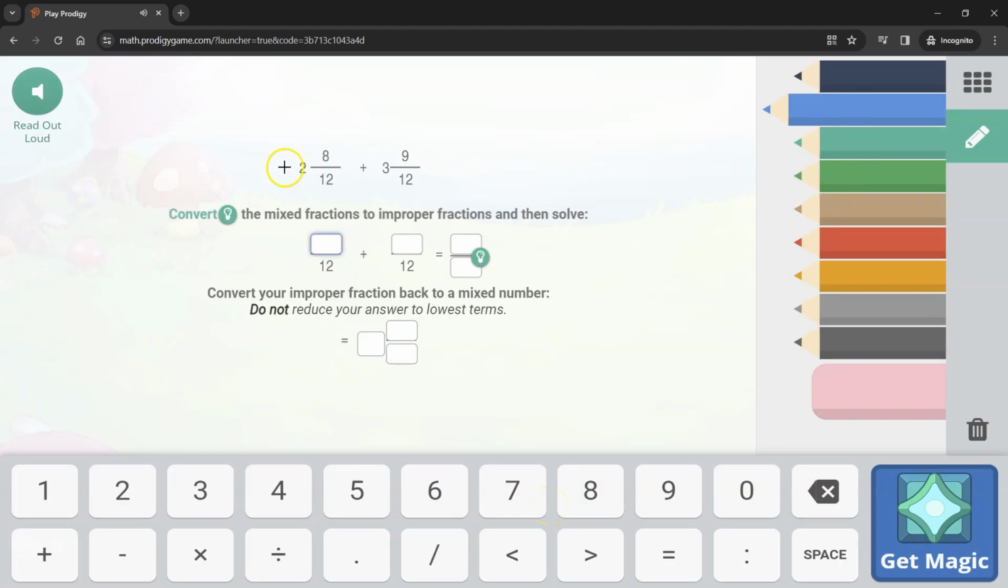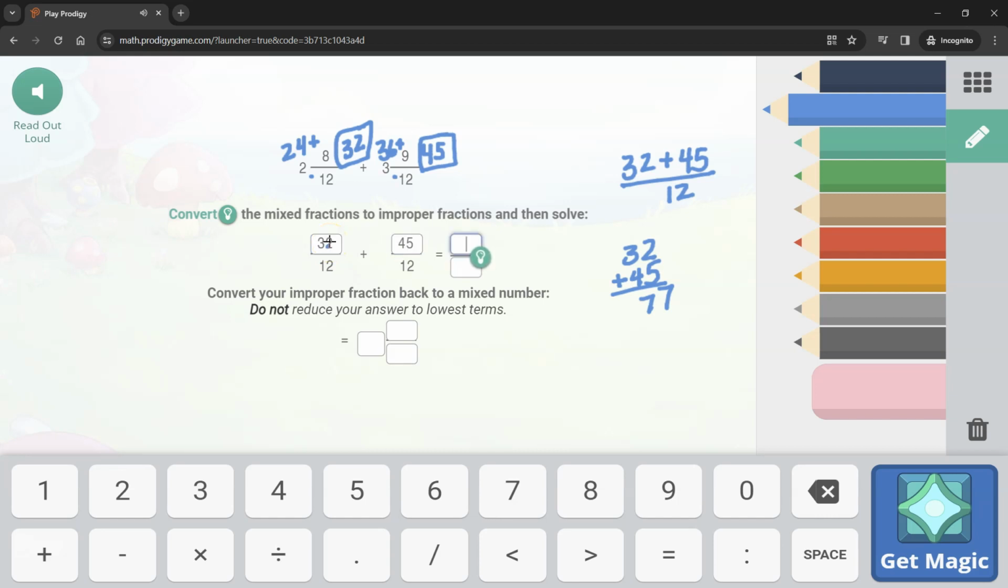All right, let's move to your last one. 2 times 12 is 24. 24 plus 8 is 32. 12 times 3 is 36. 36 plus 9 is 45. So those are my critical numbers. Because my denominators will both be 12, I can just add them up. And you know me, I prefer to add vertically. So that gives me 77. So let's get these numbers filled in first.